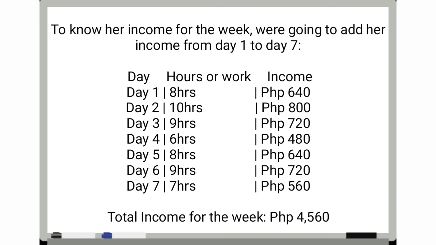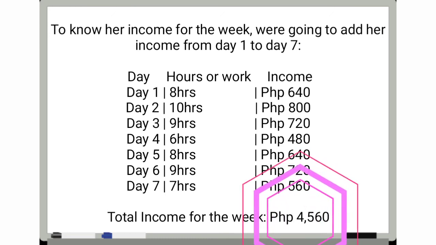In day 6, she worked for 9 hours and her income is 720 pesos. And in day 7, she worked for 7 hours and her income is 560 pesos. And her total income for the whole week is 4,560 pesos.